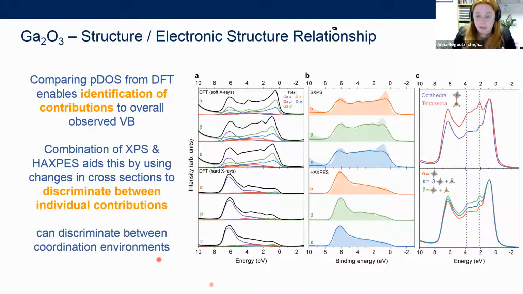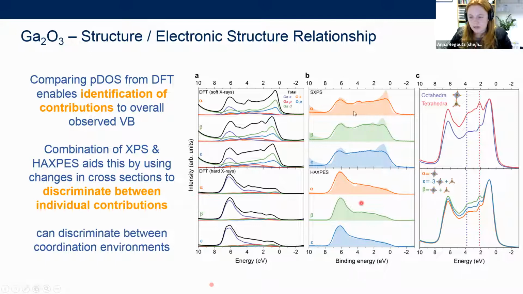Now, we want to, of course, go beyond saying that there's a relationship between coordination environment and chemistry. We want to unpack what that means for the electronic structure. So what you see here in the middle panel, in panel B, are the valence band spectra. Photoelectron spectroscopy directly probes the valence electrons in your material and the valence bands in a solid. And we have measured this in both the soft and the hard again.